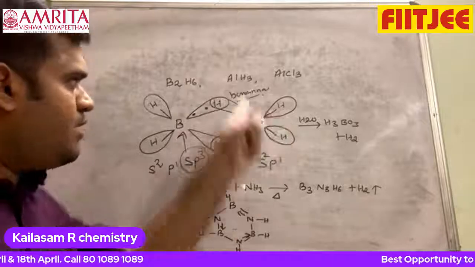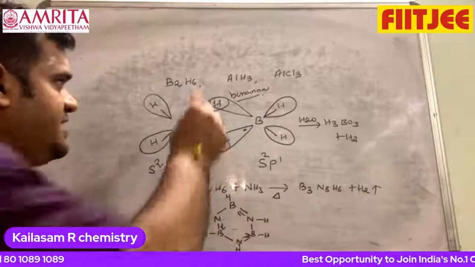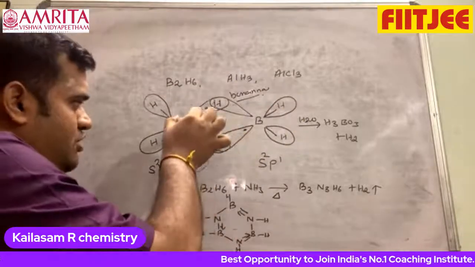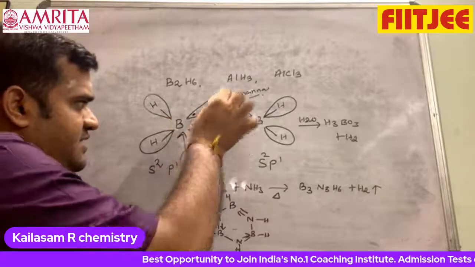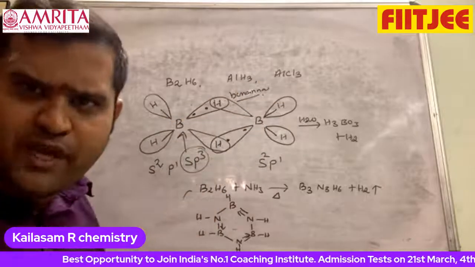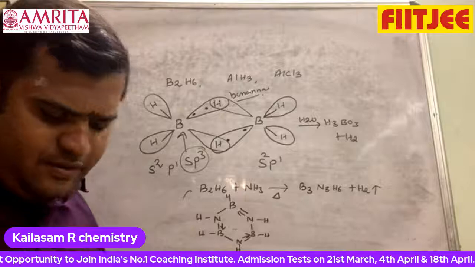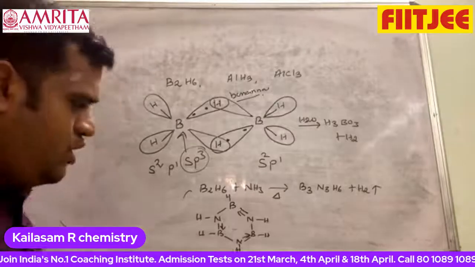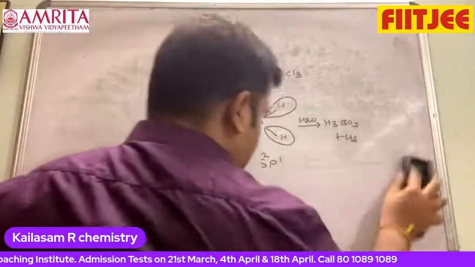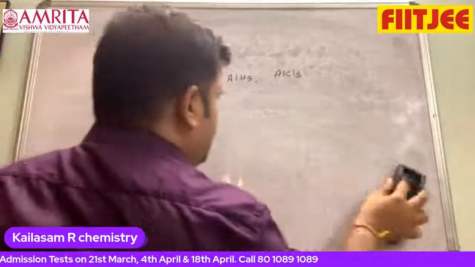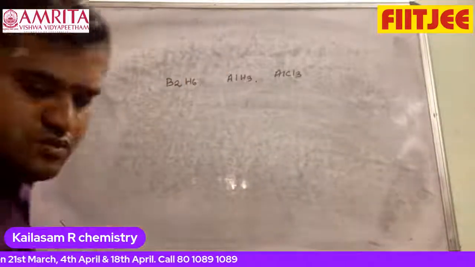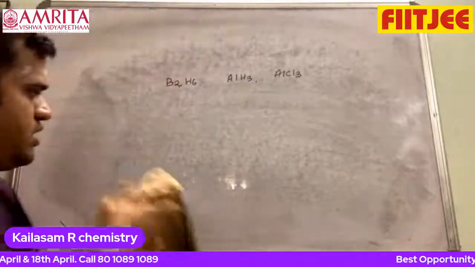Now come to the point of AlH3. This is in a dimeric state, and you can say here also a 3 center 2 electron bond. Now look at this. I want to clean this. One minute.